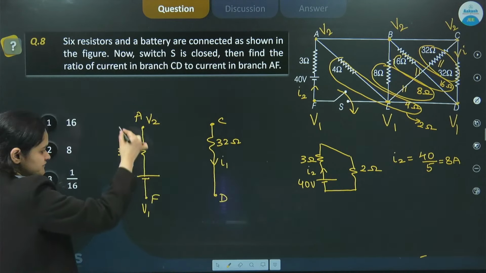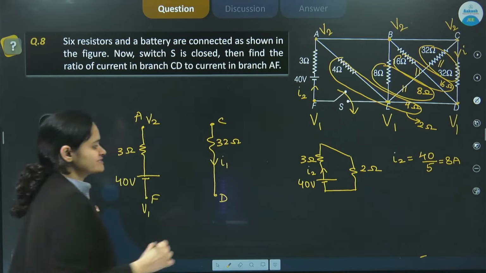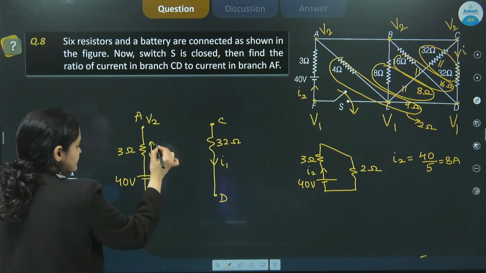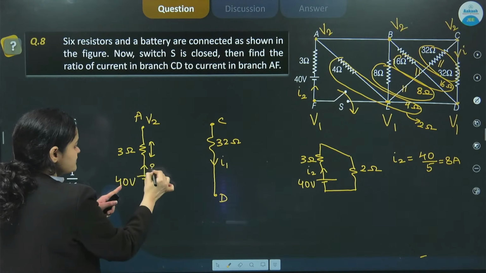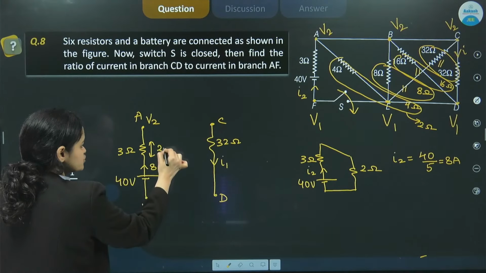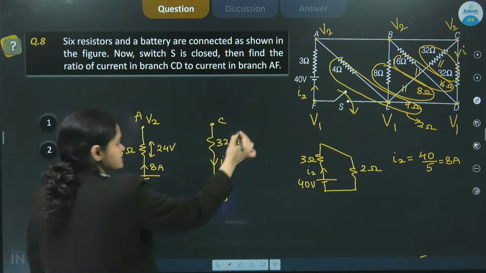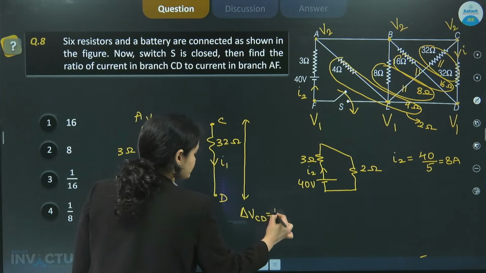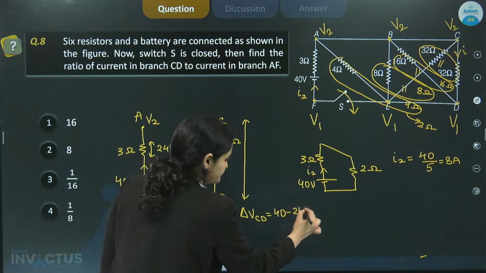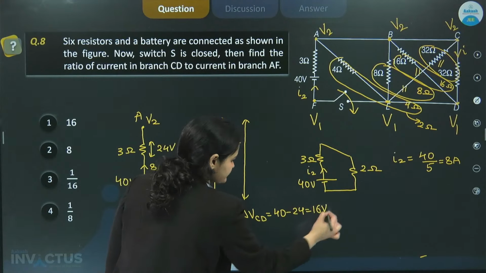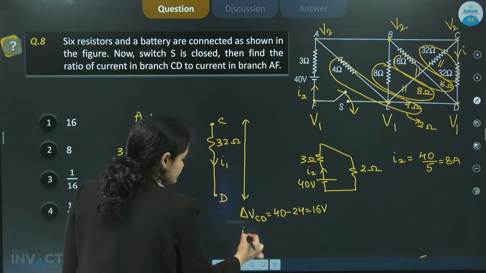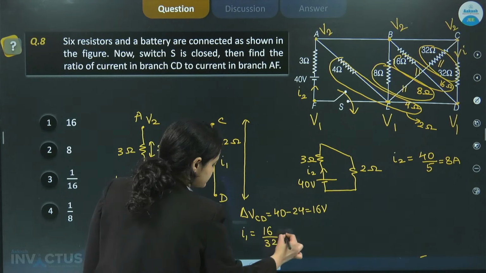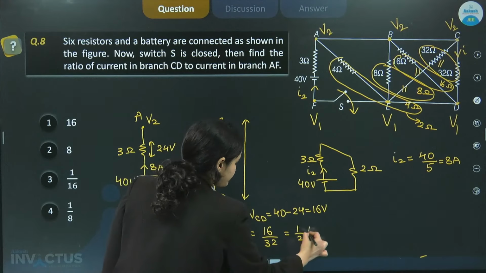So the potential difference across this branch is going to be the same. Okay, so I can write over here the potential difference, since we already know the value of current, 8 amperes. So this is 24 volts, this is 40 volts. So I can write the potential difference across CD branch is going to be 40 minus 24, that is 16 volts. Alright, so I1 can be calculated now. So I1 is going to be potential difference upon the resistance. So this is going to be 1 by 2 ampere.